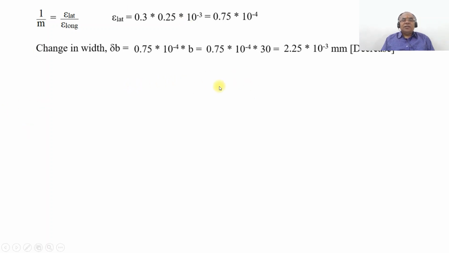As the load is applied along the length, naturally the lateral dimension is going to decrease. Therefore, you will get a decrease in width.